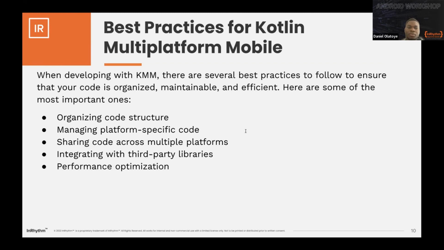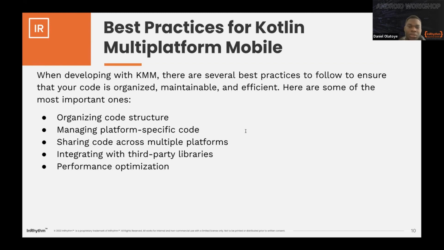APIs on this platform. Then another way to share code is by creating common libraries, which can be used by multiple projects. These common libraries can contain common UI components, networking code, or utility functions that can be used in various different projects. And you can publish these common libraries to a repository or use them in different projects.